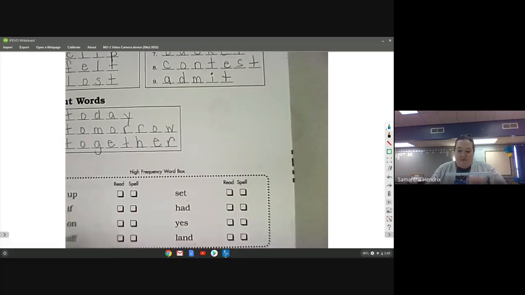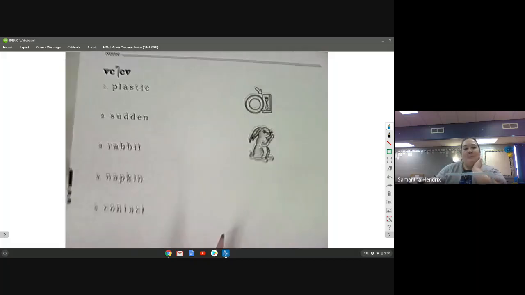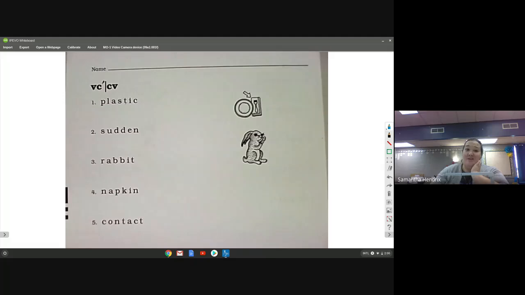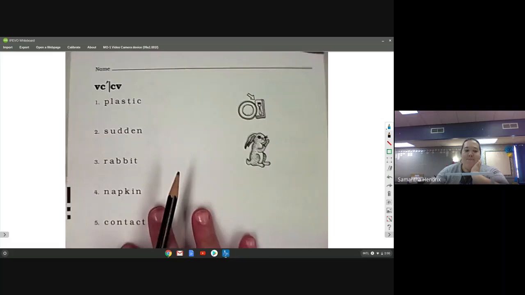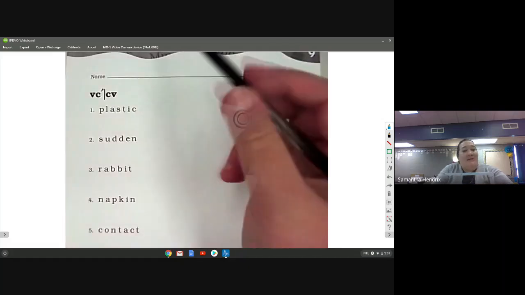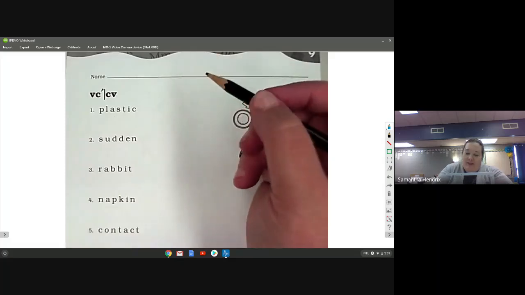Okay. Now we're ready for this page. There's only 5 today, but because we have a lot to do with them, okay? So we're going to do this side together. I don't know what this word is. I've got to do my rules and code it so I know how to read it. That's why we're doing this.